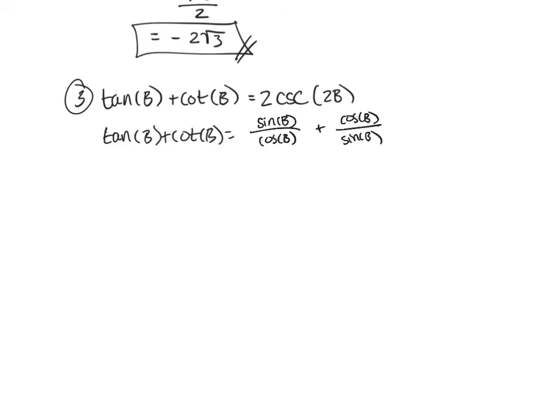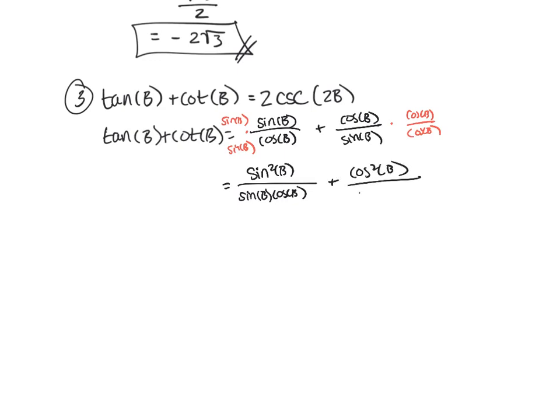So I look at this, two fractions. If I want to add them together, I need common denominators. So I'm going to multiply that left fraction by sine of b over sine of b. I'm going to multiply the right fraction by cosine of b over cosine of b. So that's going to get us sine squared b over sine of b cosine of b plus cosine squared b over sine of b cosine of b.